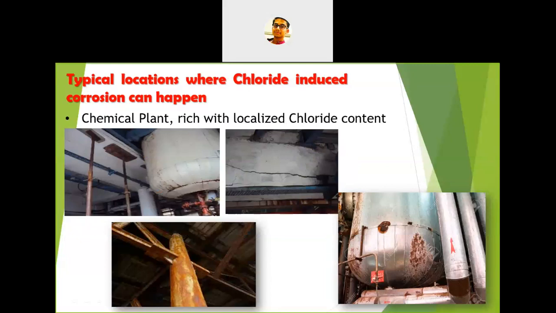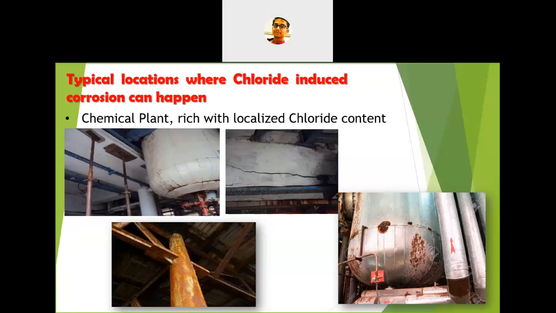And in some chemical plants also, which are rich in localized chloride content, you can see some chloride induced corrosion. In the picture at top left, you can see a storage of hydrochloric acid. So the local environment of this chemical plant is full of chloride ions. And you can see the cracks and corrosion that happened, and even the vessel where they're storing the hydrochloric acid is itself getting corroded. So these types of plants may be away from the coastal region, but you will see some chloride induced corrosion.